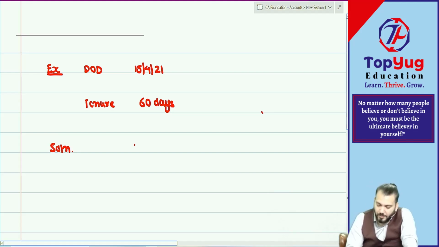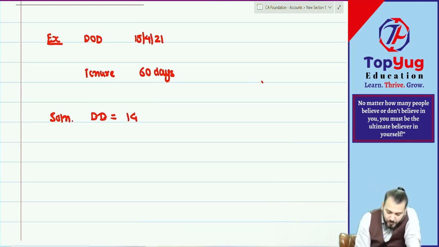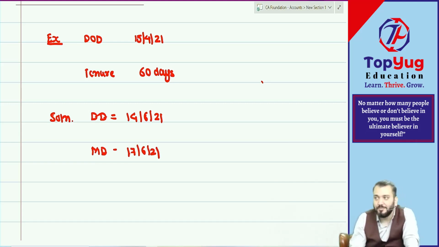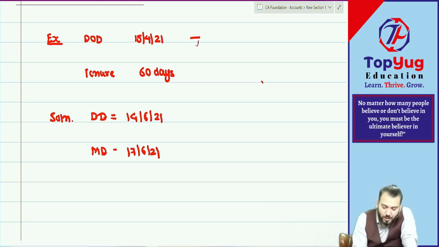Done? What is the answer? So due date is how much? 14 June 2021. And maturity date is what? 17 June 2021. Everyone getting the same answer? Means you have done correct? Let's see whether you have done correct or not.